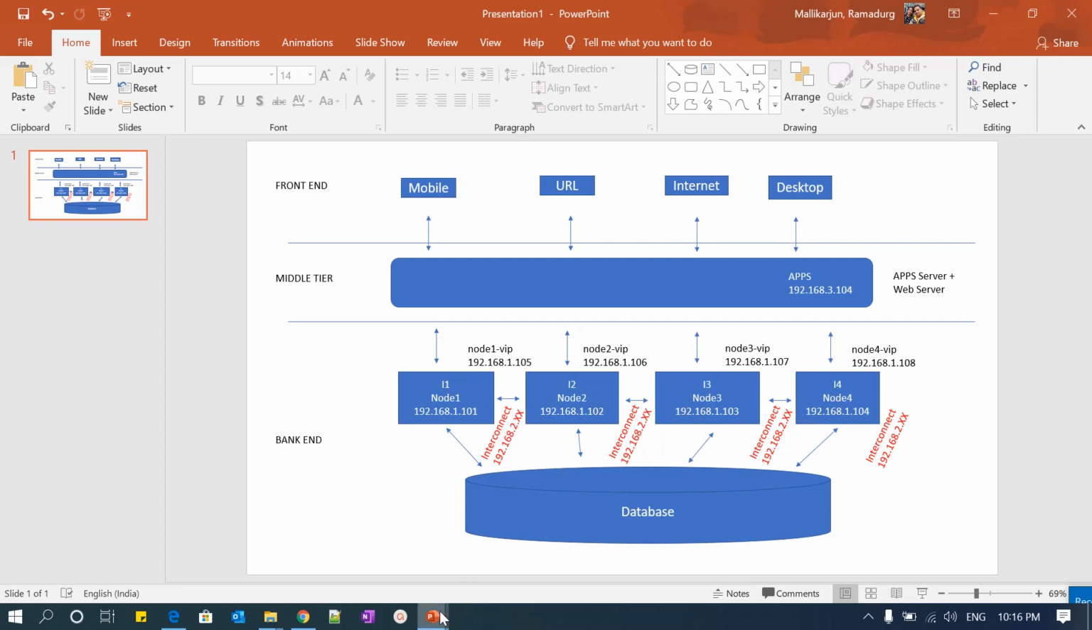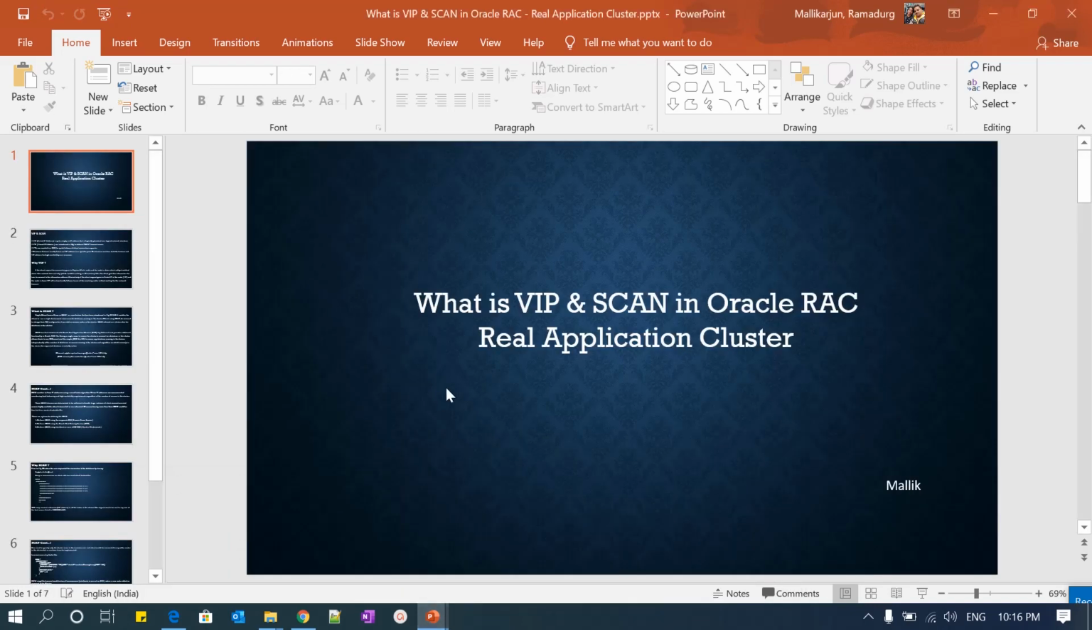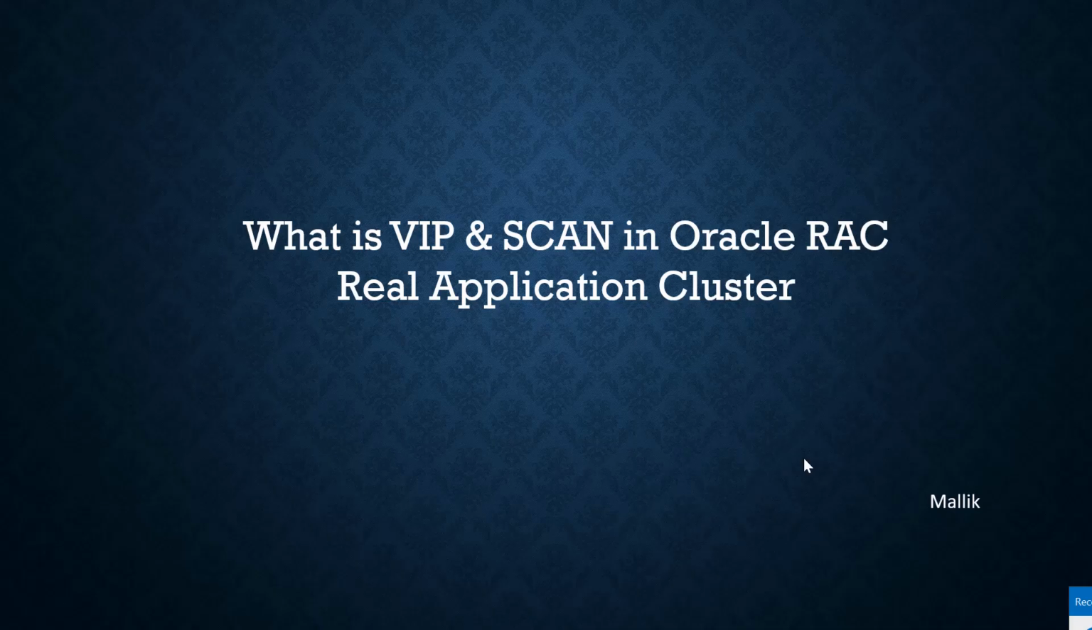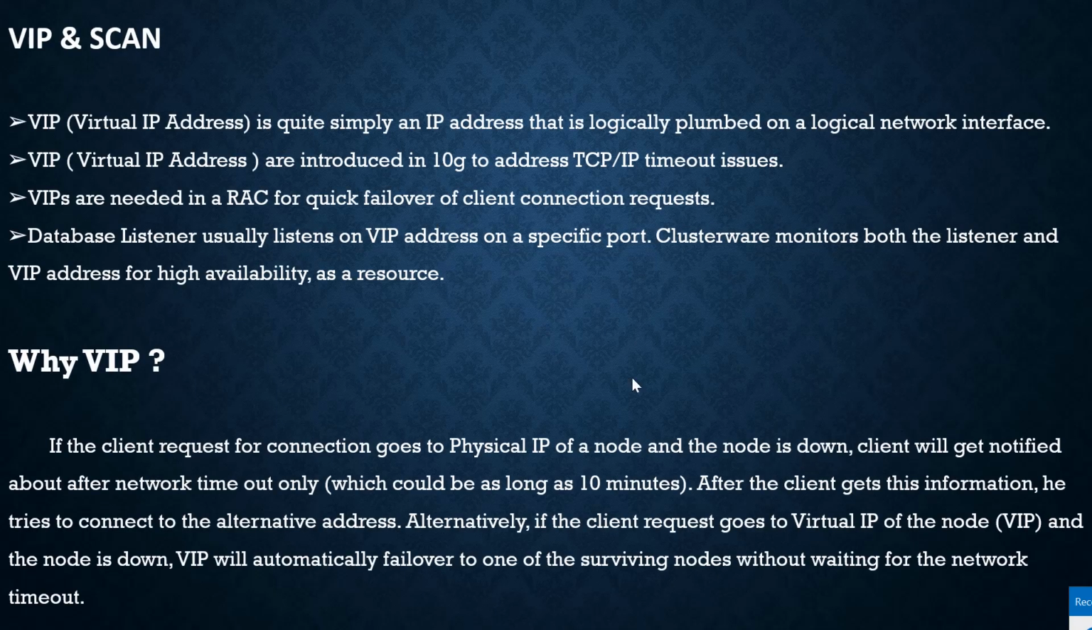So with this I will start today's session. What is VIP and SCAN IP? By this time you might be aware of what exactly the VIP is. Okay, so let's start. VIP is a virtual IP. It's a quite simple IP address, logically plumbed on the logical network interface. I said it's a virtual IP, and even though that node goes down, only the physical IP will go down. That VIP will be floating because it's a virtual IP.